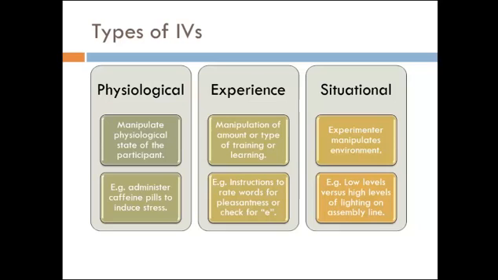Again, this is not a completely comprehensive list of things that could serve as independent variables, but this cluster is pretty good. Physiological, changing something about the state of the learner. Experience, something about the things that we've said to you or done to you or trained you with or whatever. And the situational, things that are going on around you that you aren't even necessarily made aware are part of the experiment.